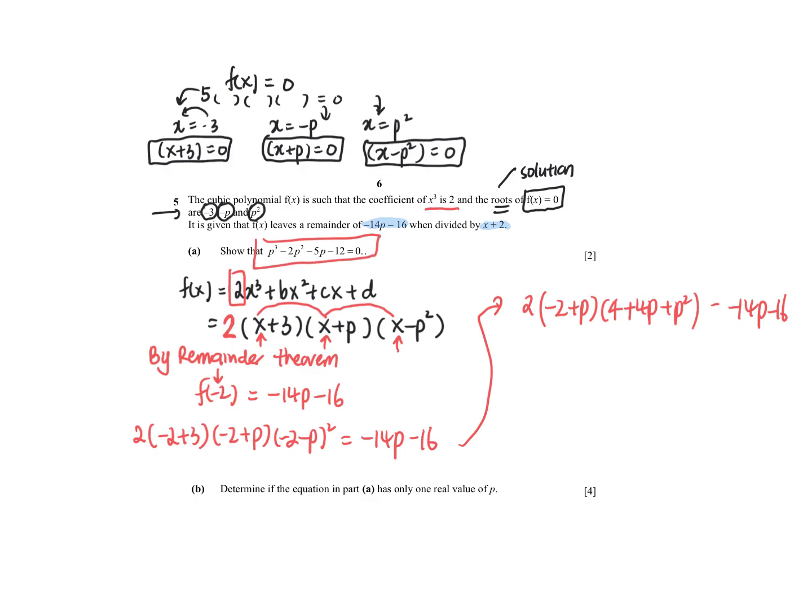Okay, so maybe I simplify my problem by dividing by 2 throughout. So this one becomes minus 7p minus 8. Okay, let me simplify things. I divide by 2 throughout so that I don't have to deal with big numbers. Then I do expansion. So again, it's tedious, but they will reward you for it. Small reward.